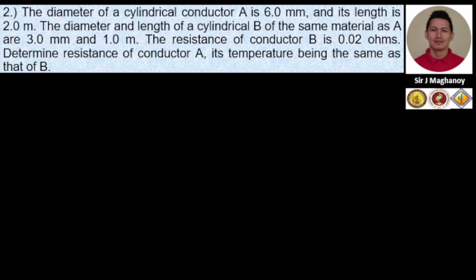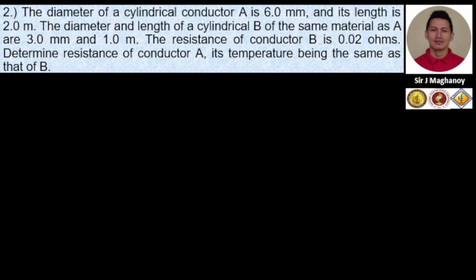Problem number 2. The diameter of a cylindrical conductor A is 6 mm and its length is 2 meters. The diameter and length of cylindrical conductor B, of the same material as A, are 3 mm and 1 meter. The resistance of conductor B is 0.2 ohms. Determine the resistance of conductor A, its temperature being the same as that of B.